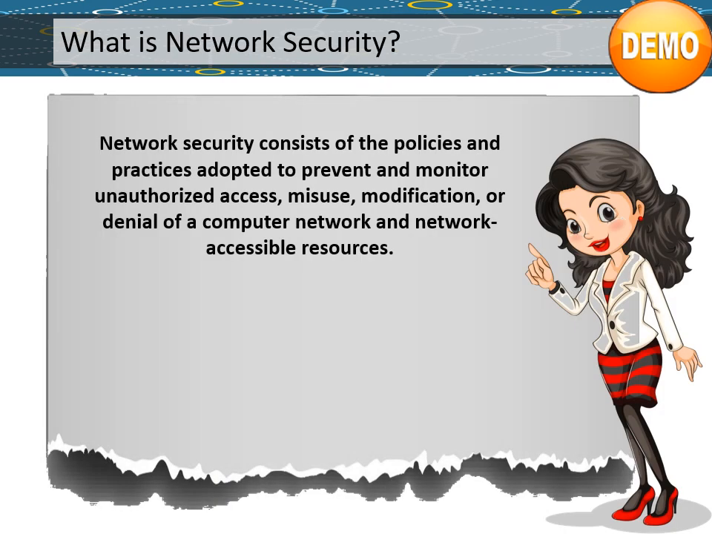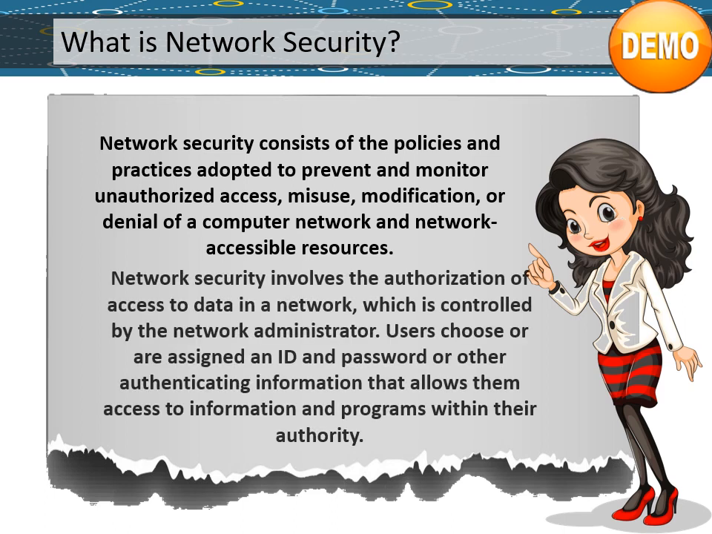Network security consists of the policies and practices adopted to prevent and monitor unauthorized access, misuse, modification, or denial of a computer network and network accessible resources. Network security involves the authorization of access to data in a network, which is controlled by the network administrator. Users choose or are assigned an ID and password or other authenticating information that allows them to access information and programs within their authority.